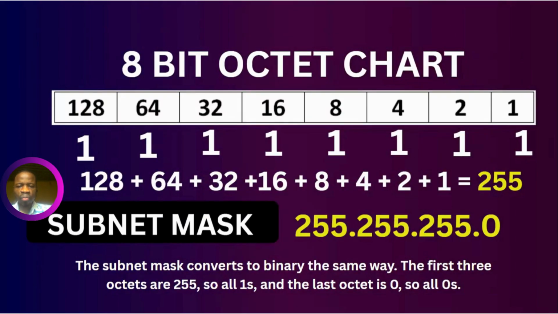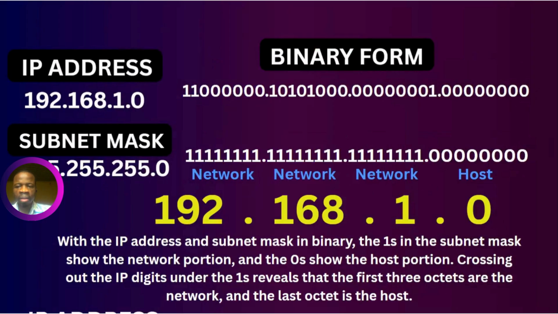The subnet mask converts to binary the same way. The first 3 octets are 255, so all ones, and the last octet is 0, so all are zeros. With the IP address and subnet mask in binary, the ones in the subnet mask show the network portion and the zeros show the host portion. Crossing out the IP digits under the ones reveals that the first 3 octets are the network and the last octet is the host.